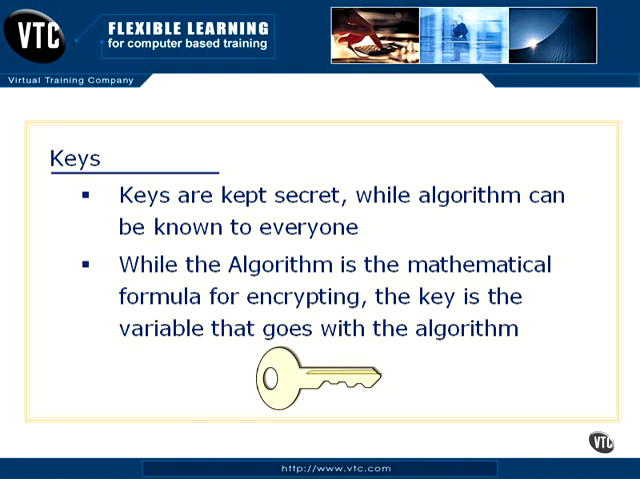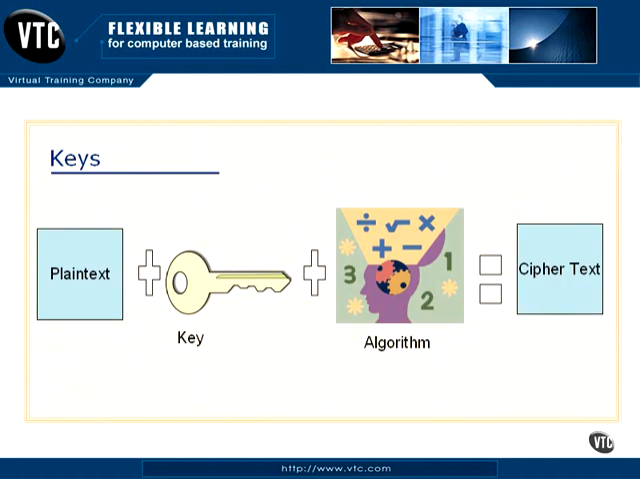Now, we know that the algorithm is public and the key is kept private. The key is the variable that goes with the algorithm. Keys can change, algorithm will probably stay the same. Here's an example of how encryption with the keys and the algorithm works. You have some plain text, a document, a phrase, text, whatever. You add that with the key and you feed that to the algorithm. The algorithm takes that key and that plain text and combines it together to encrypt it, to alter that message, and the result is ciphertext.